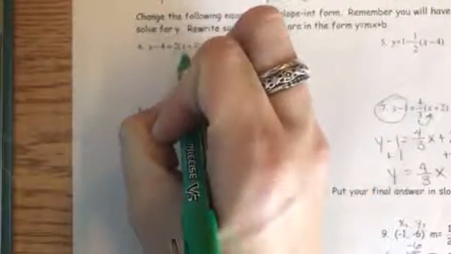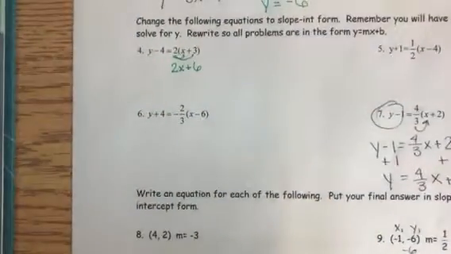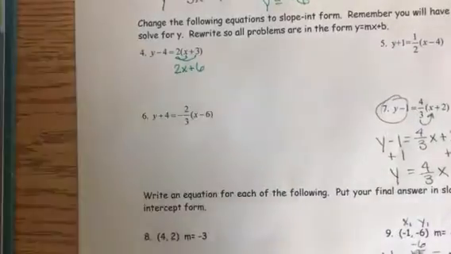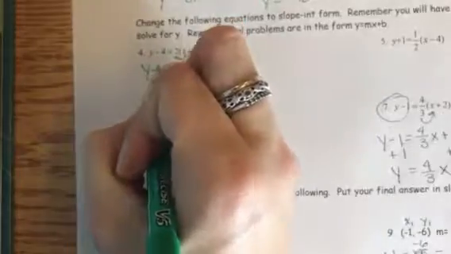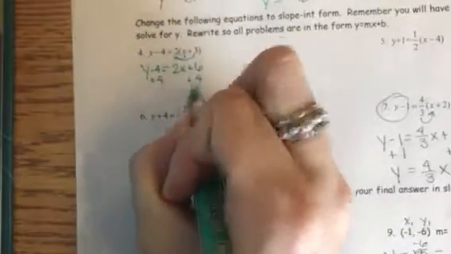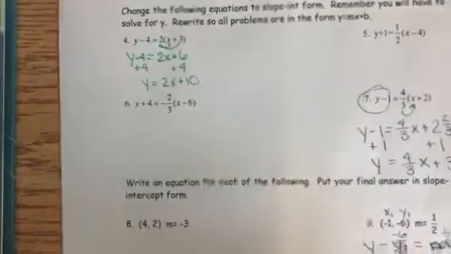Number 4, we start by distributing. Keep in mind, you can pause this at any point if I'm going too quickly and you need to catch up a little bit. Okay, so we'll distribute, which gives 2x + 6. We'll add the 4 over, so we'll get y = 2x + 10.